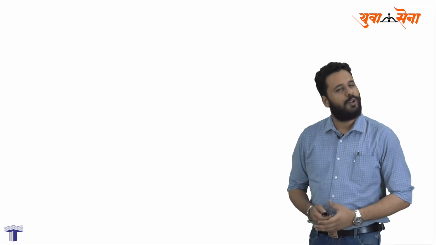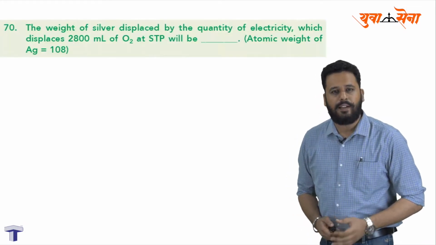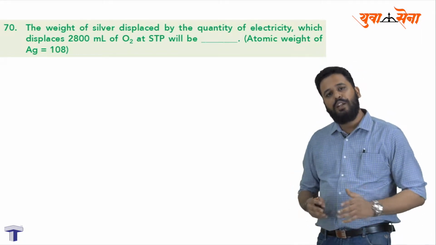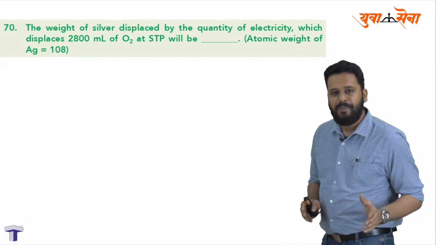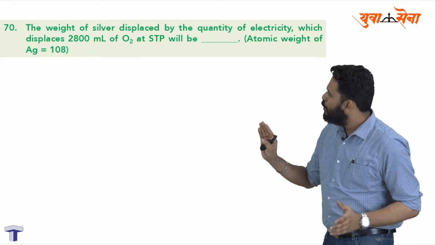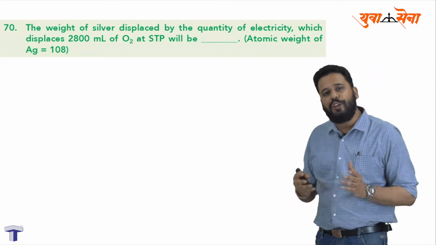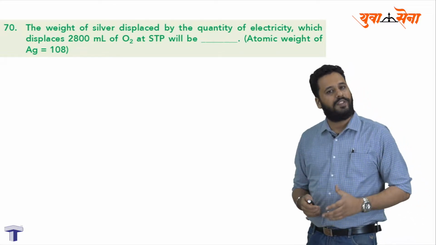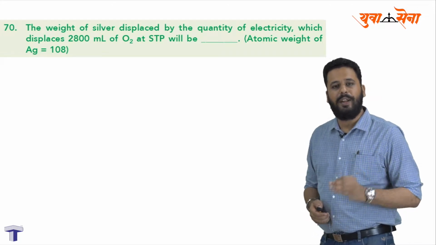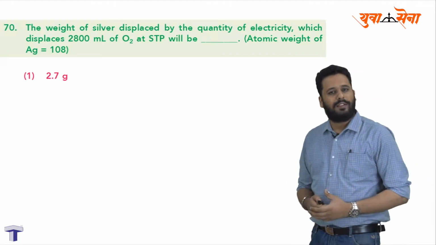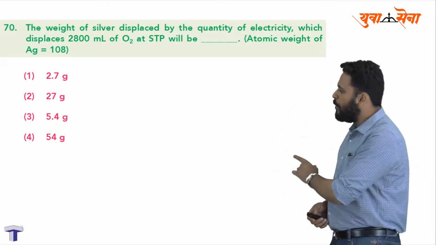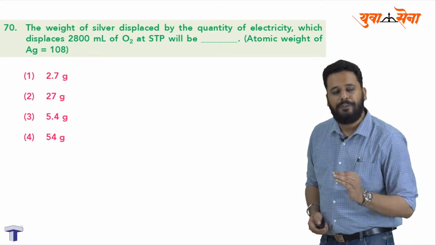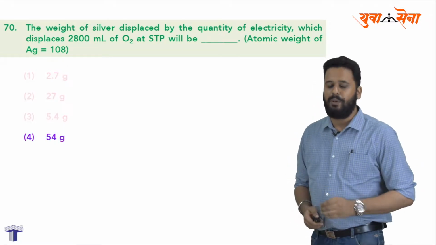Hello students, question number 70 states that the weight of silver deposited by the quantity of electricity which displaces 2800 ml of oxygen at STP will be. The atomic weight of silver has been given to us, that is 108. The options given to us are these, and out of them the correct answer as per the solution manual is option 4, that is 54 grams.